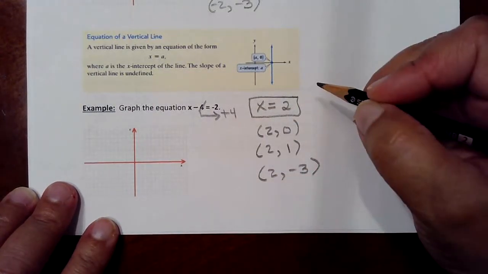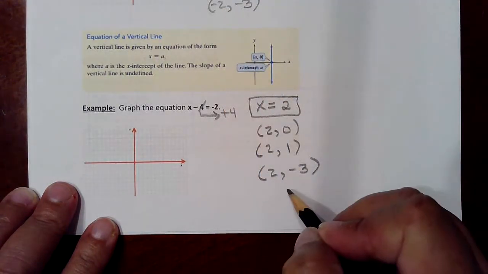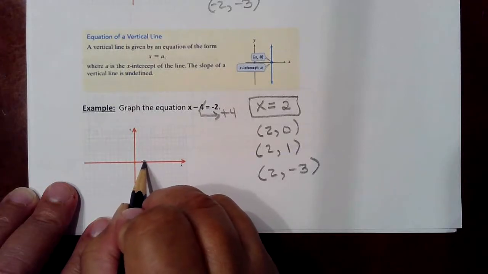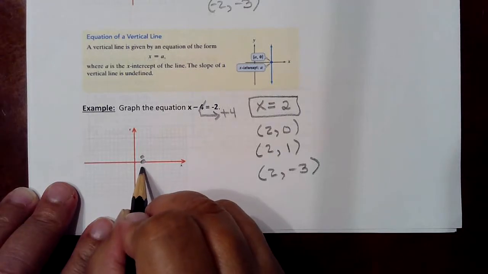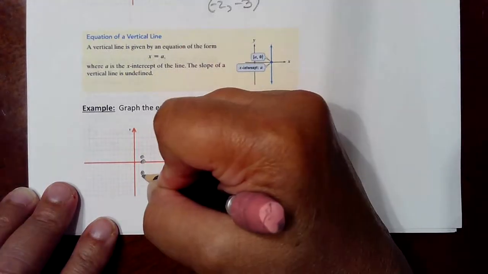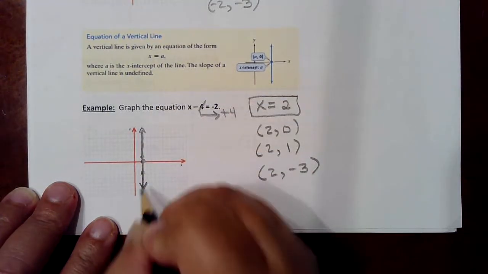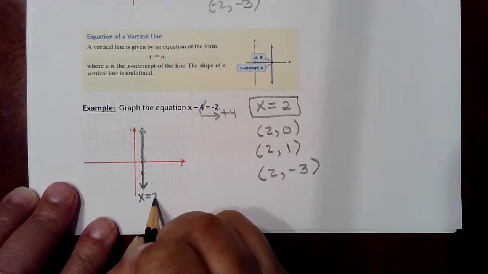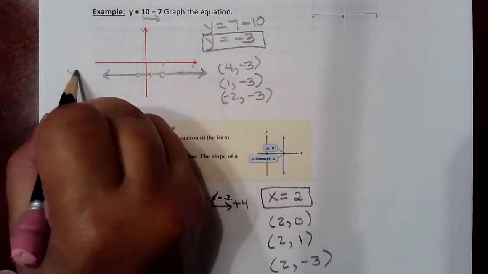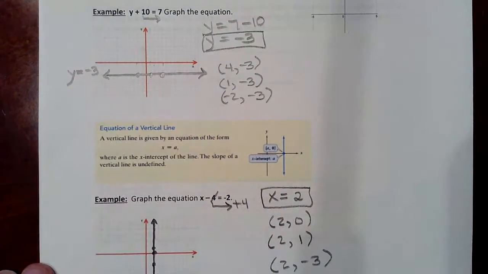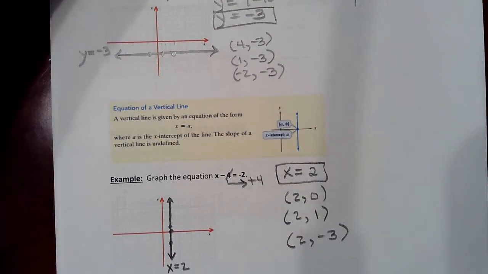And you'll see that this is a vertical line. Just like that's a horizontal line, this is a vertical line that runs up and down. But you'll see that as you plot these points. So 2, 0 would be right there. 2, 1 would be right above it. 2, negative 3 would be down here. And then you plot these points, and every single point on this line would have an x value of 2, just like every single point on this previous line had a y value of negative 3. So those are equations and graphs where one of the variables is missing.